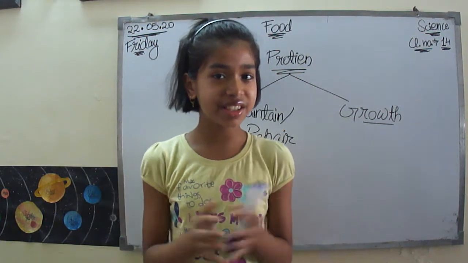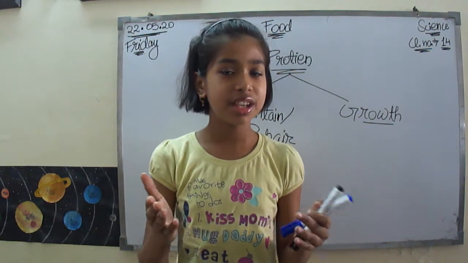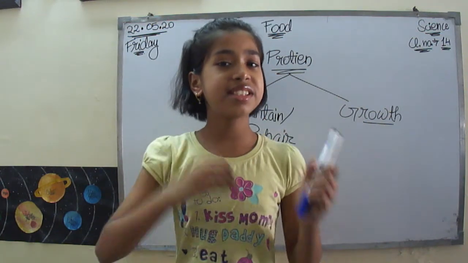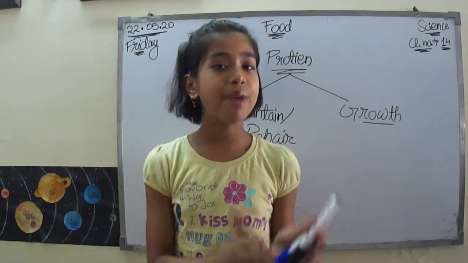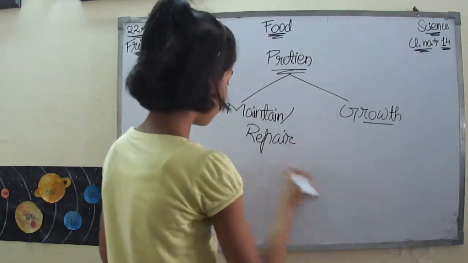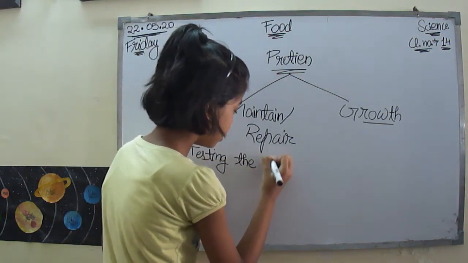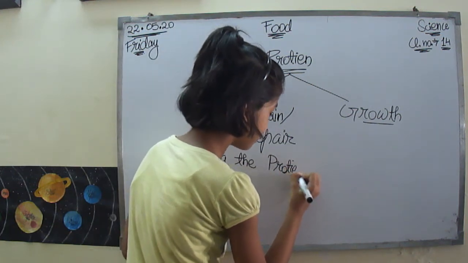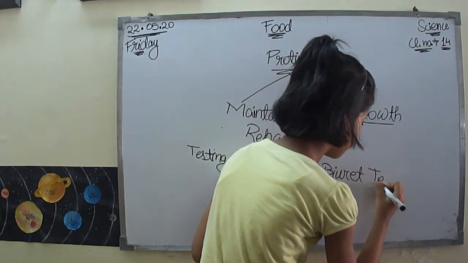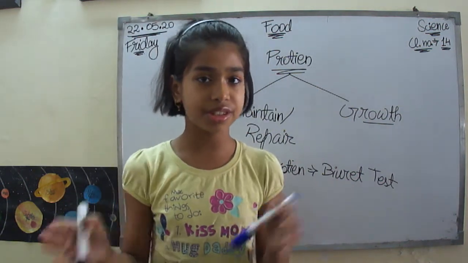So how could you test the protein? What is the test of a protein? How could you say that this food contains protein? Let's see. For testing the protein, we do a biuret test. What is that? Let me tell you. So for testing the protein, we have to do a biuret test. And for that, what is the procedure?